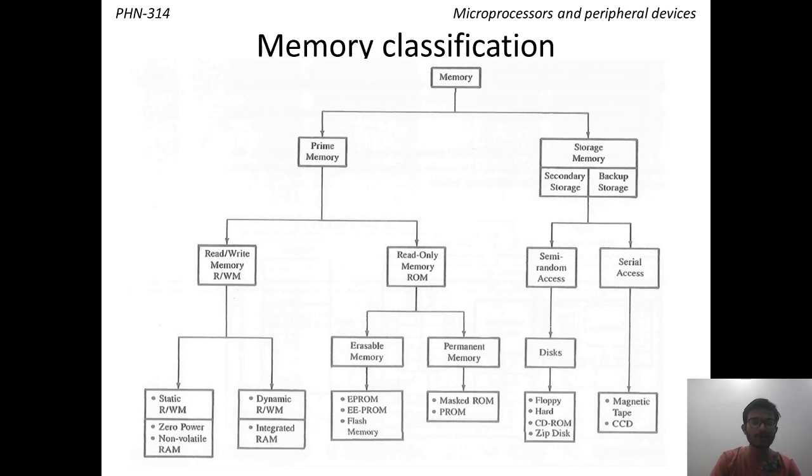The read and write memory, which is shown on the left hand side of this chart, can be further divided into two parts: the static read and write memory and dynamic read and write memory. In the static read and write memory, the memory is made up of flip-flops and stores the bit as a voltage. Each memory cell requires 6 transistors. Therefore, the memory chip has low density but high speed.